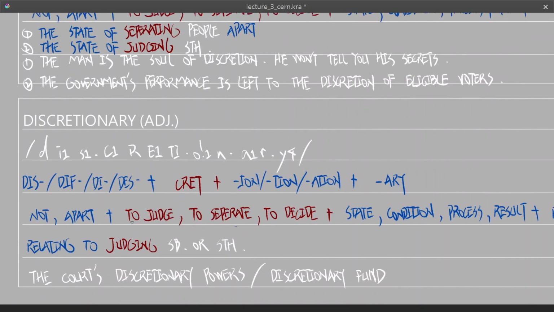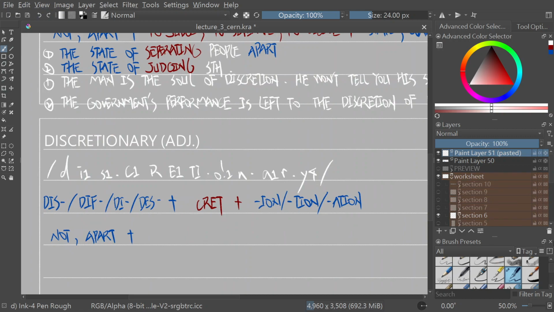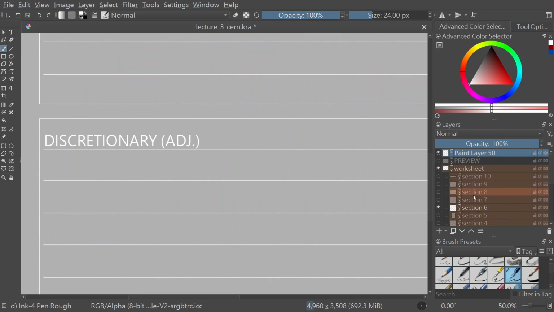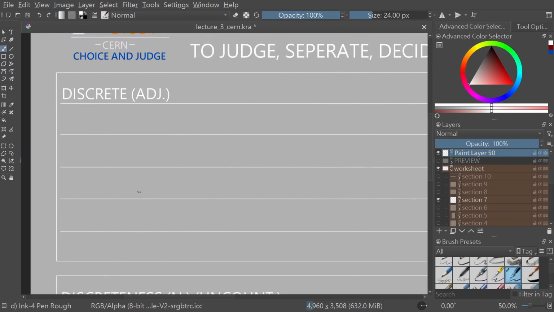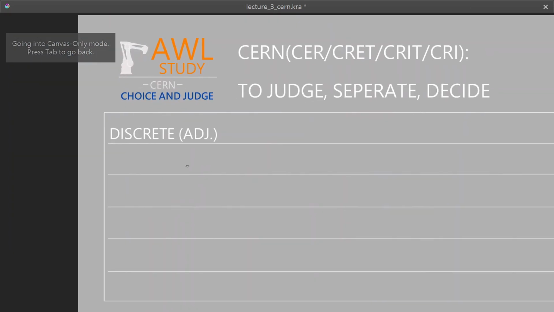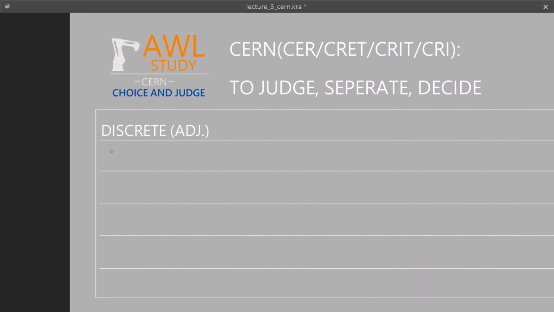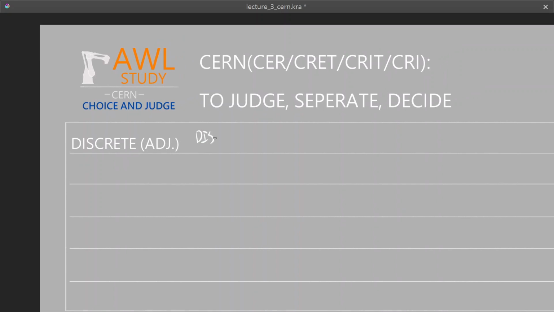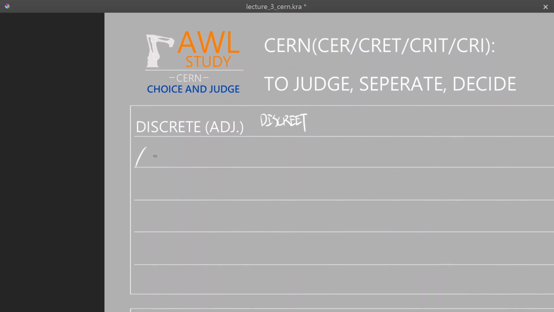Okay, now let's move on to the next one. Discrete. Don't confuse the word discrete and discreet. They have the same pronunciation but different spelling. Discrete.